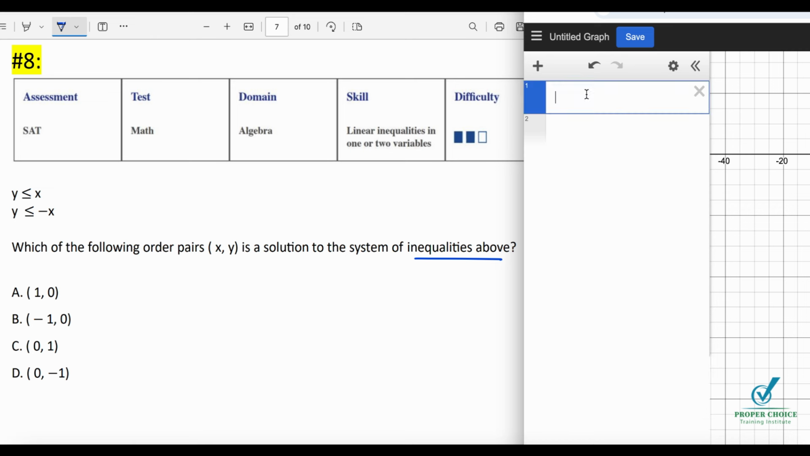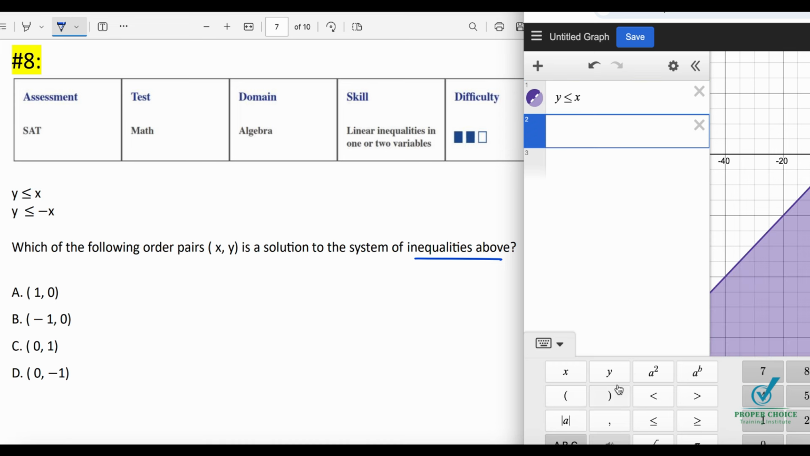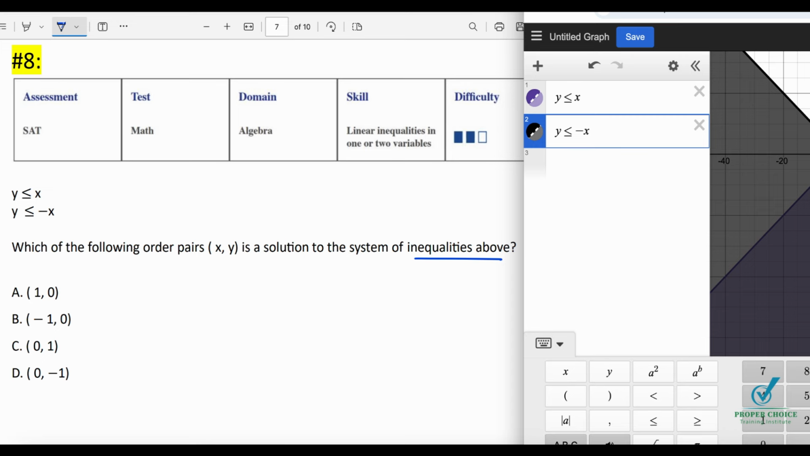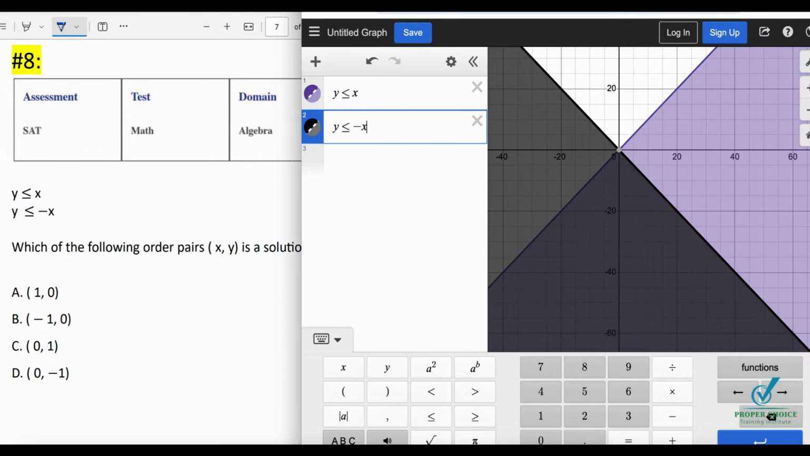Now let's try here. What are we getting? One is y is less than x. This is the graph of that part. Enter. Another one is y is less than or equal to negative x. Now what I can observe is that we are getting two graphs which are commonly shaded in this way.